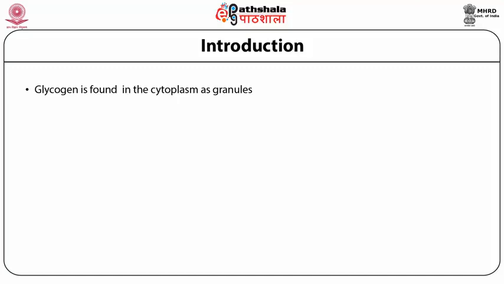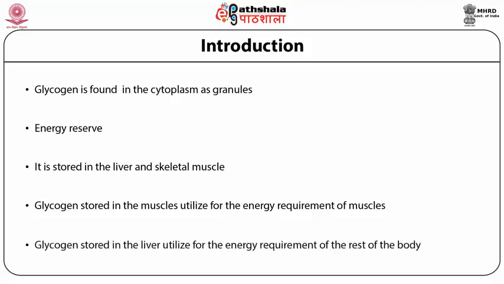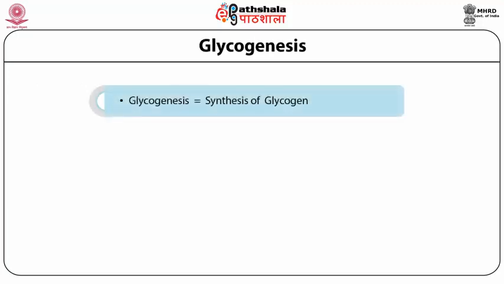Glycogen, which acts as an important energy reserve for the body, is stored in liver and skeletal muscles. Glycogen stored in the muscles is utilized for the energy requirement of muscles only, while glycogen stored in liver is utilized for the energy requirement of the rest of the body. Glycogenesis is the process of glycogen synthesis in which glucose molecules are added to a chain of glycogen for storage. This process is activated during rest period following the Cori cycle in the liver and also activated by insulin in response to high glucose level.